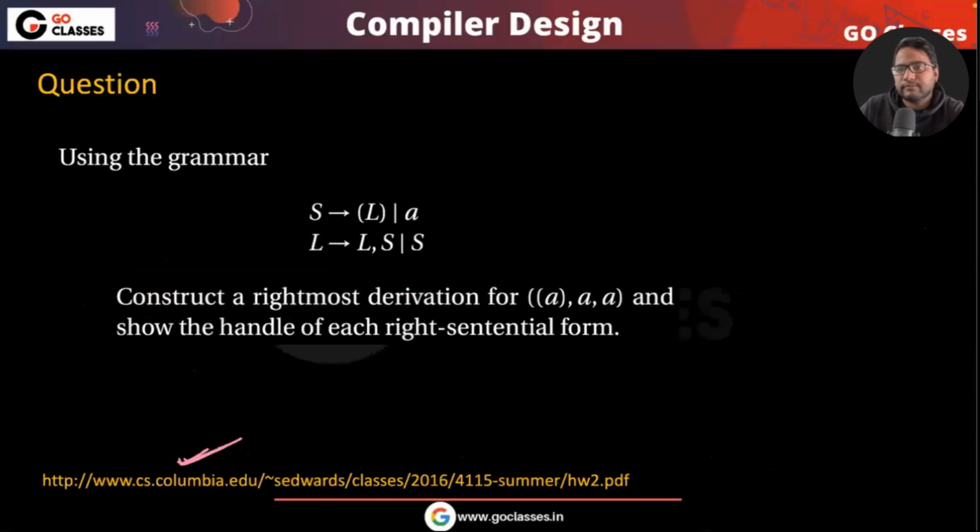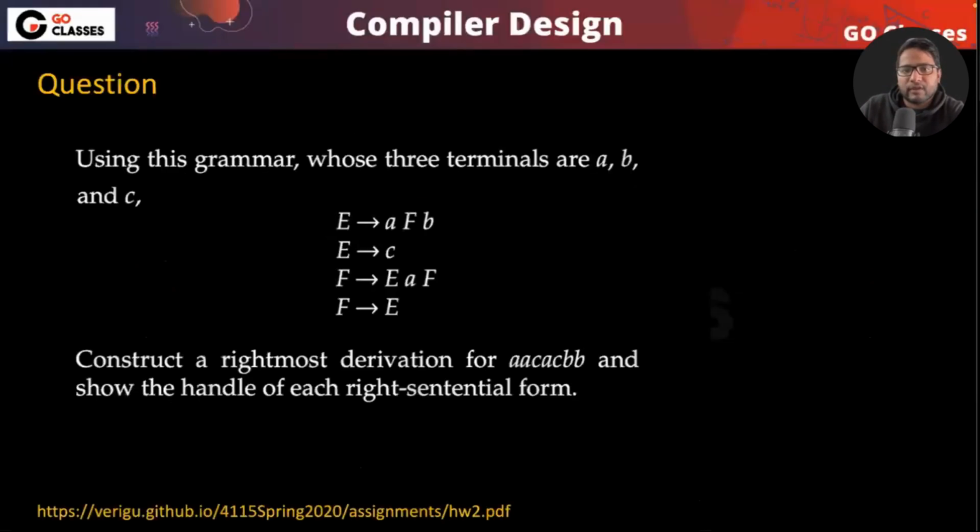Understood this question? Great. Now let's move further. This question I have taken from some link, some assignment or homework from some university. They are saying, using this grammar whose terminals are A, B, and C, construct a rightmost derivation for this and show the handle in each right sentential form. So can you do this as homework? I don't have the answers, but you can do it as homework, and then you can give the answer in the comment section.